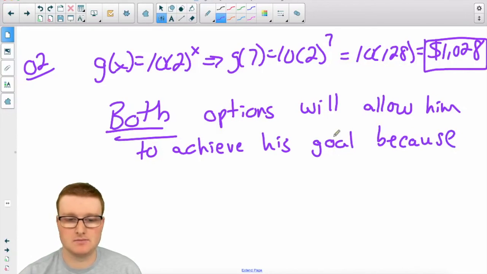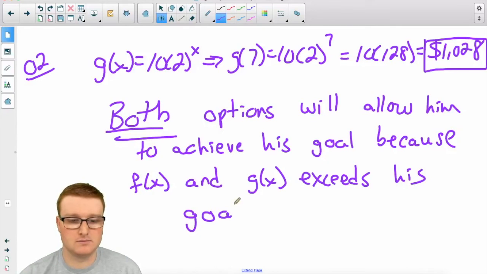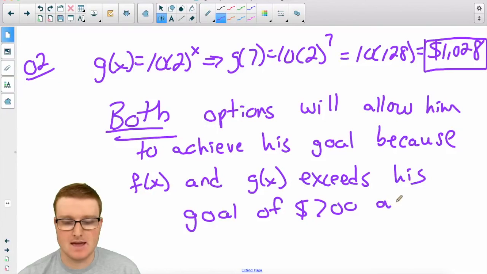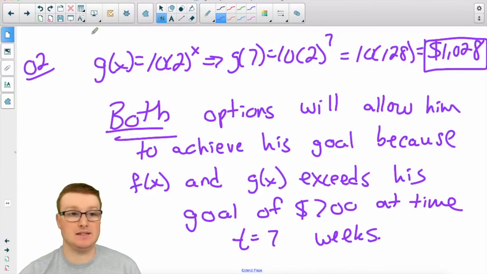Because f of x and g of x exceed his goal of $700 at time t equals 7 weeks. All right, that's how you do that question.